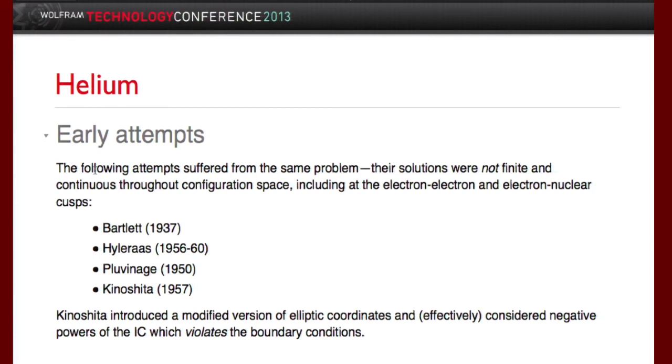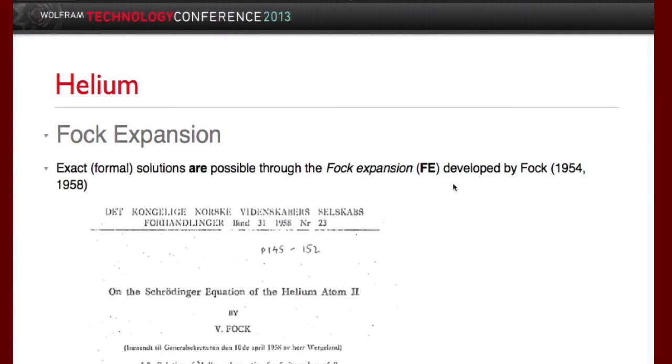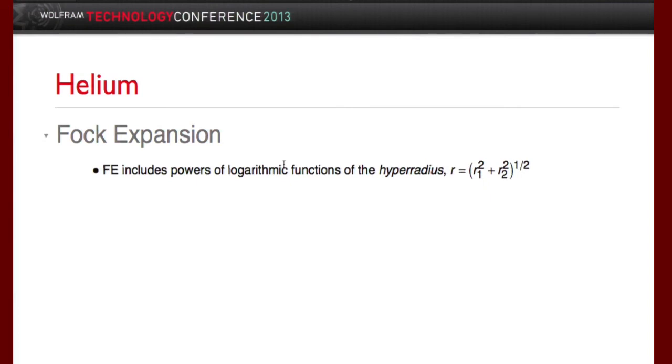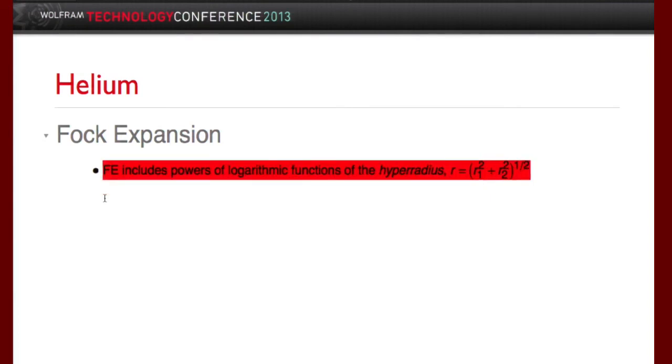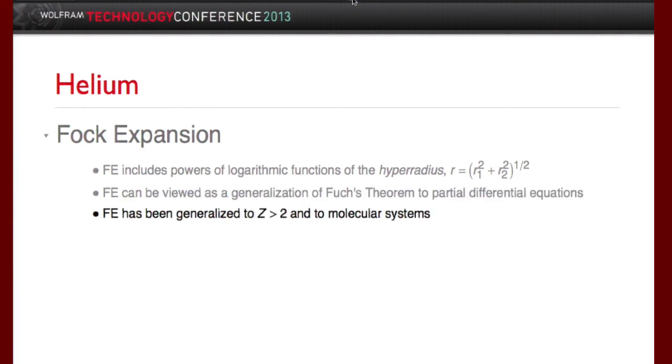There's been a whole bunch of attempts. Various people have tried ways around that problem, but they all had their own various problems. But Fock, who's famous for Hartree-Fock, in 1954 and translated in 1958, solved this problem. His solution is that the expansion has to have logarithmic functions of the hyperradius, and the hyperradius is essentially the square root of r1 squared plus r2 squared. And if you include those, you can get nice solutions. It's essentially a generalization of Fuchs' theorem to partial DEs, and it's been generalized to molecular systems as well.